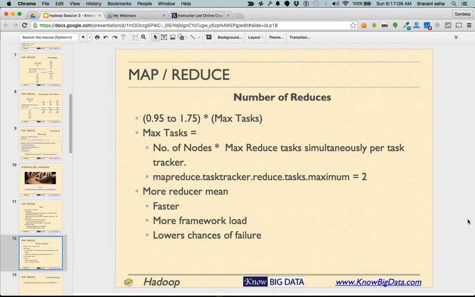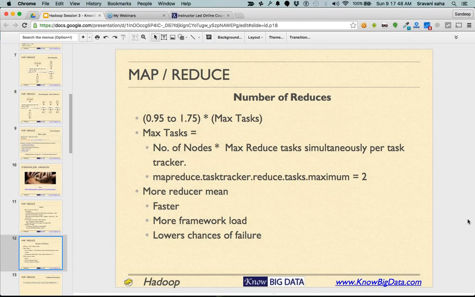Also, there's a common question: how many reducers do we want? Whether to use two reducers or three reducers. There is a general thumb rule which gives you a general guideline, a range between this reducer count and that one. First, you compute the total number of tasks that can be executed on your cluster.